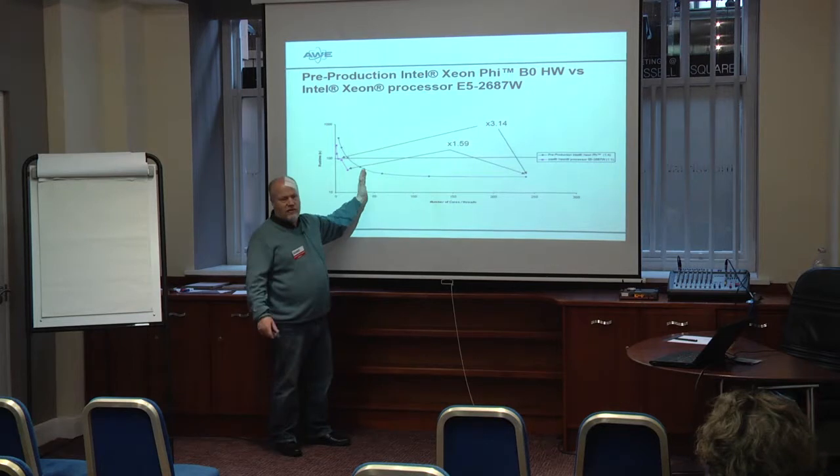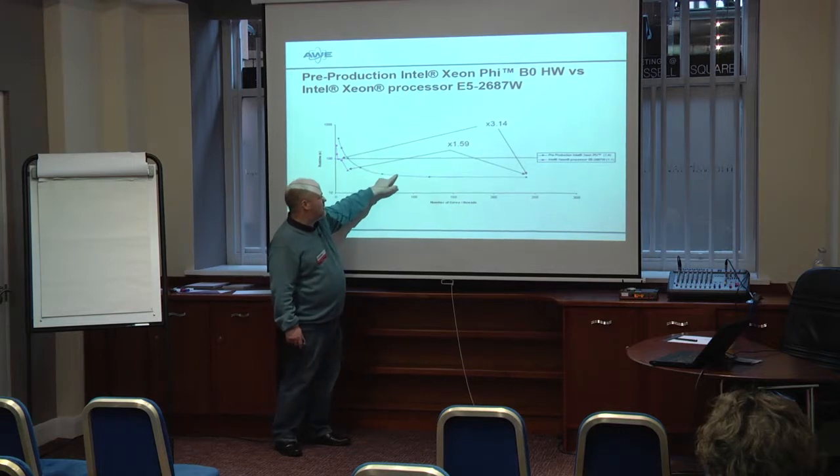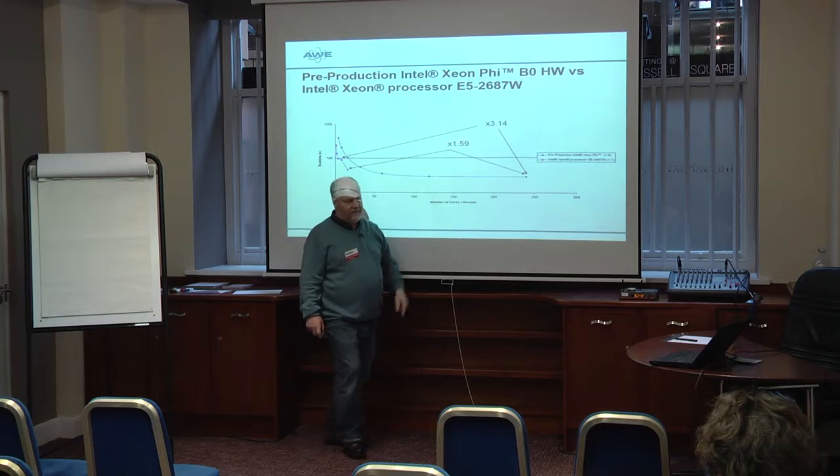And you know the reason for that, because there are 61 cores on the Xeon Phi. So that's why, in their case, there wasn't any appreciable improvement beyond there.